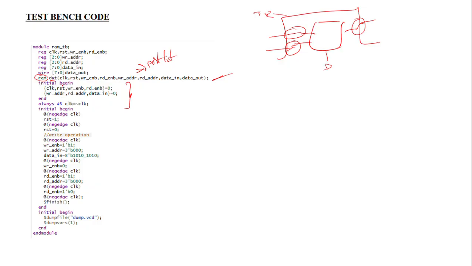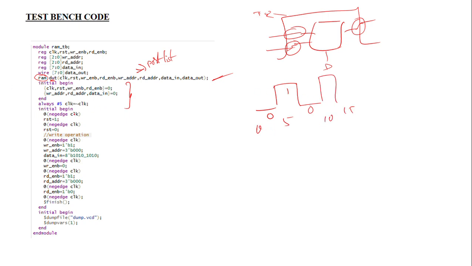So what are the inputs? Clock, reset, write enable, initially all are going to be 0, and always #5 clock equals not clock, for toggling the clock. It means for every 5 nanoseconds of delay the clock will toggle. If the present clock is 0, after 5 nanoseconds it will be 1, and again it will be 0. For every 5 nanoseconds it is going to toggle like this.